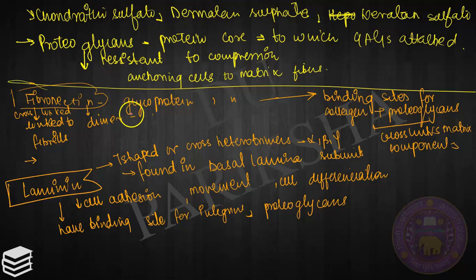First comes fibronectin, which is a glycoprotein dimer. It means it has two polypeptide chains and it is linked to fibrils. It has binding sites for collagen and proteoglycans. That's why it forms cross-links with matrix components. It also has binding sites for integrins.